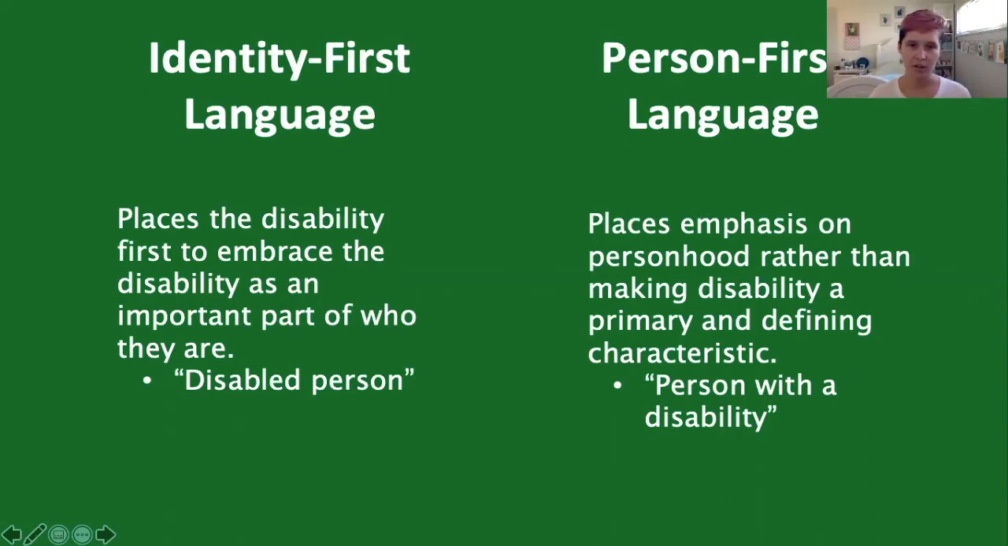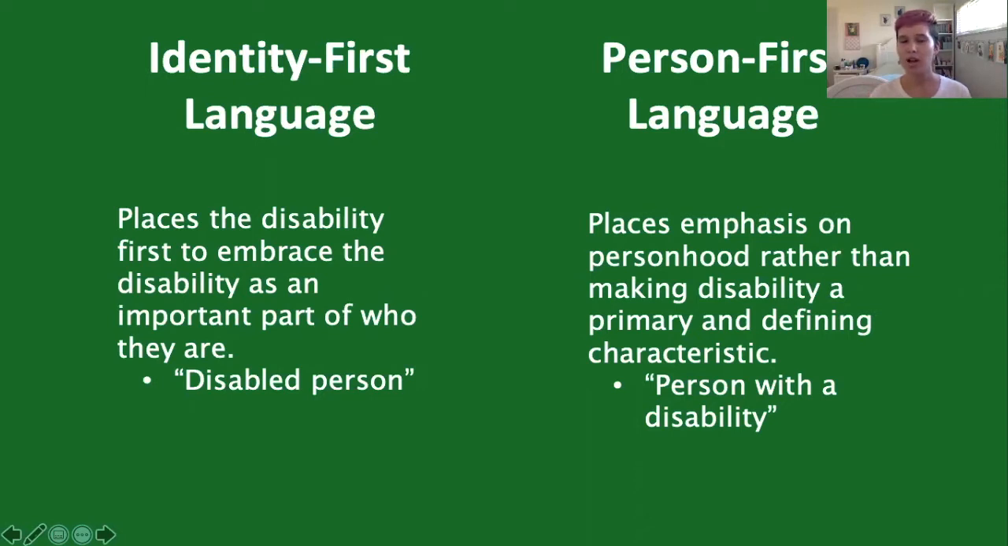I myself use identity first language because it does center the word disability and it makes people start thinking about that word, and it kind of destigmatizes the term. Other people use person first language, which places an emphasis on personhood rather than making disability a primary and defining characteristic. And so this means using the term person with a disability. And this really does kind of push back against this idea that disability has to be the defining, central part of somebody's being. So those are the two language usages.